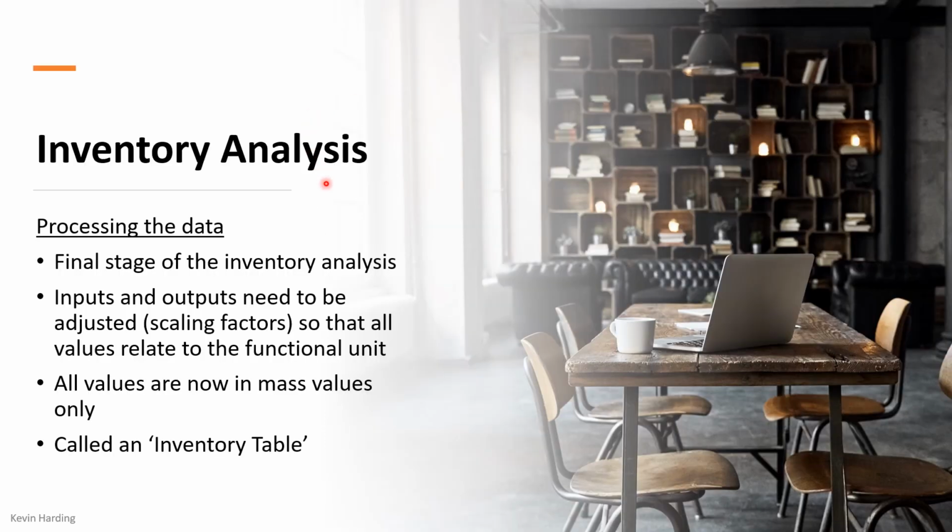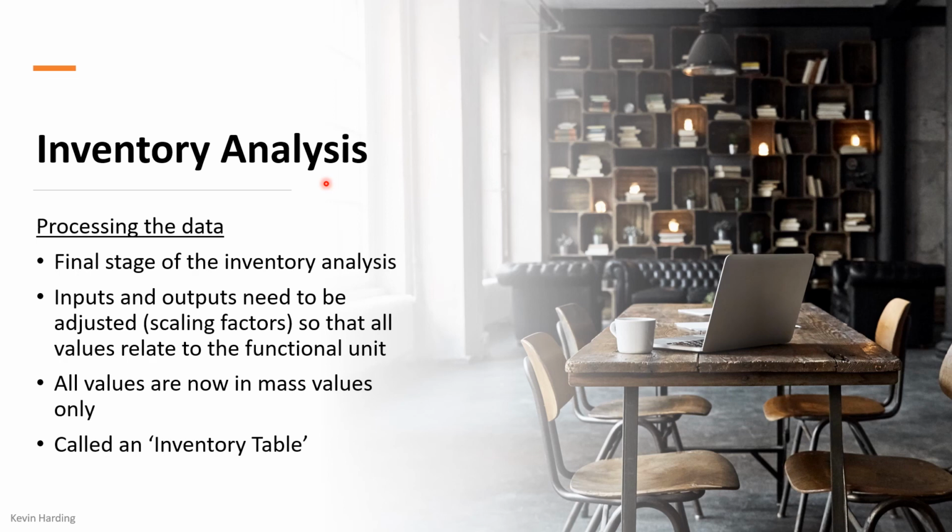So once you've got that flow sheet and you've got the inventory, we need to actually start processing the data. So you're going to have tons and tons of mass balances, values that are coming in, values that are going out. But what we actually want is to know how much of everything do we use per functional unit. So if our life cycle assessment is for 1 kilogram of product, we need to know how much raw material do we need to make 1 kilogram.